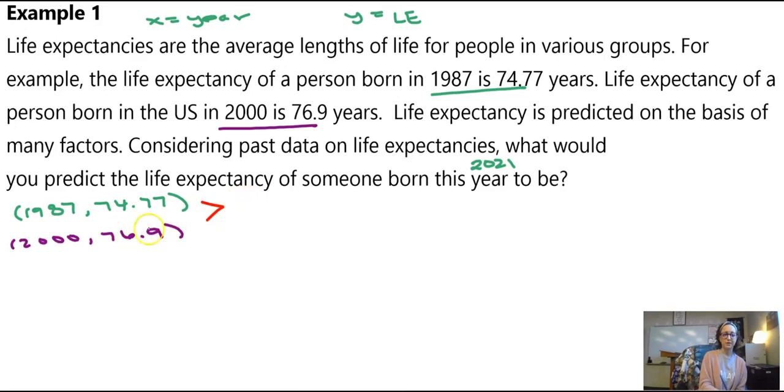Our change in y, I'm going to go 76.9 minus 74.77 all over 2000 minus 1987, right? Change in y over change in x. Now, it doesn't matter which one you let be y1 or y2, as long as you keep that same order when you do x1 and x2. So since I went purple minus green in the numerator, you just need to make sure I do that same order, purple minus green in the denominator. I could have done green minus purple, as long as I would have kept that pattern.